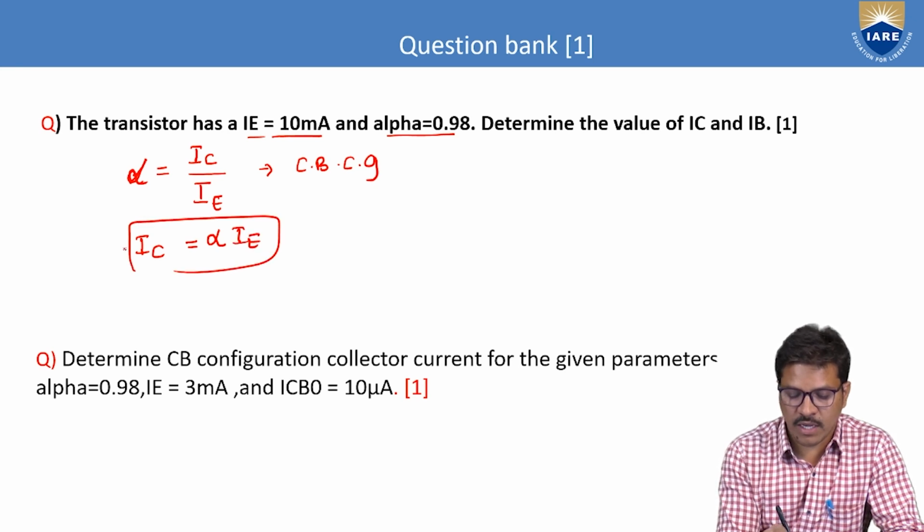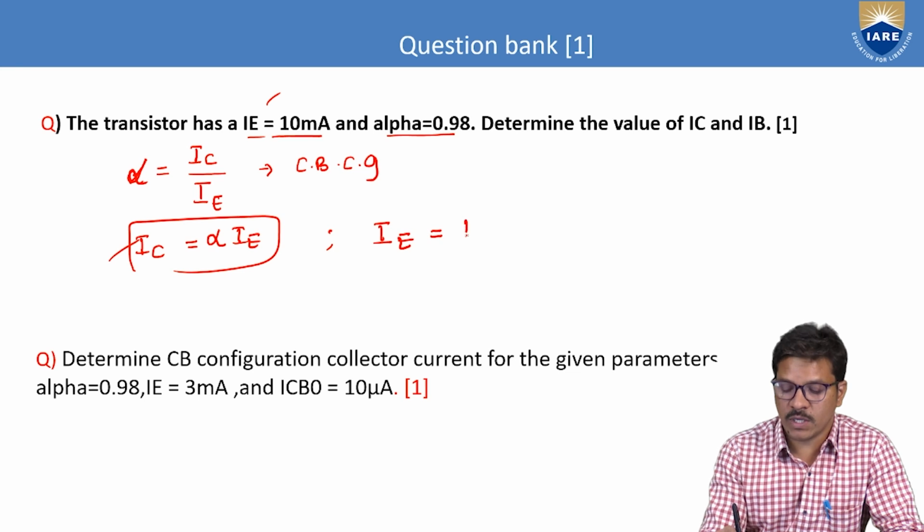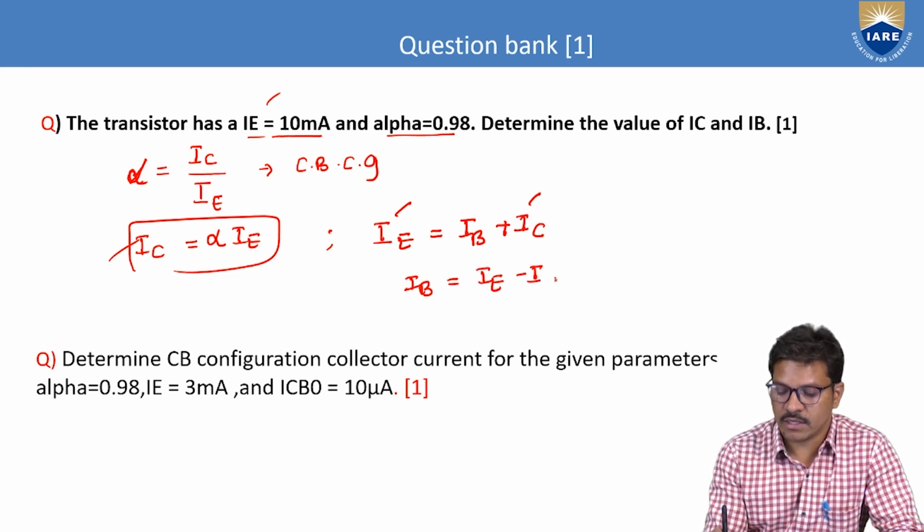So then we find IC. Once we know IC, IE is already given. There is a relation in the transistor: the total emitter current IE is equal to IB plus IC. IC we just found, and IE is already given as 10 milliampere. So if you want to find IB, it is IE minus IC.